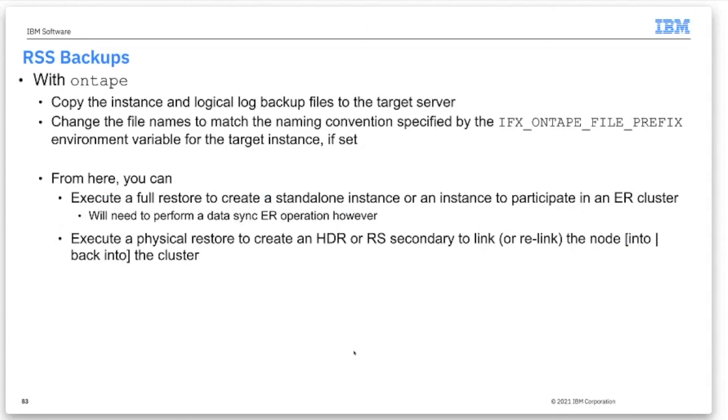If you intend to create an additional node in an HA cluster, you can use this backup to execute a physical restore with ontape -p -PHY. And then when you use the onmode linking command to link it into the cluster, the logical log roll forward operation will occur and will bring that node up to sync with the current state. That assumes that the logs on the primary haven't rolled.